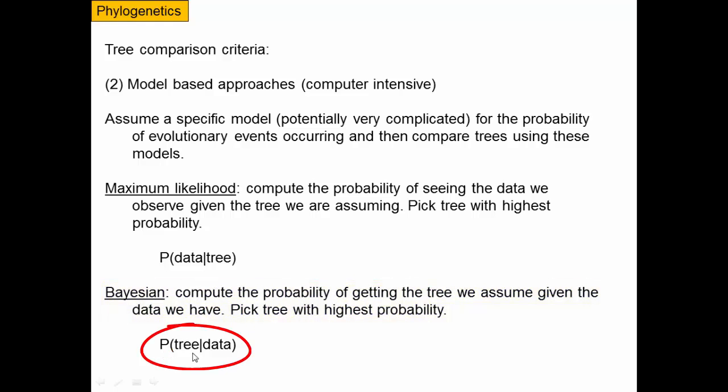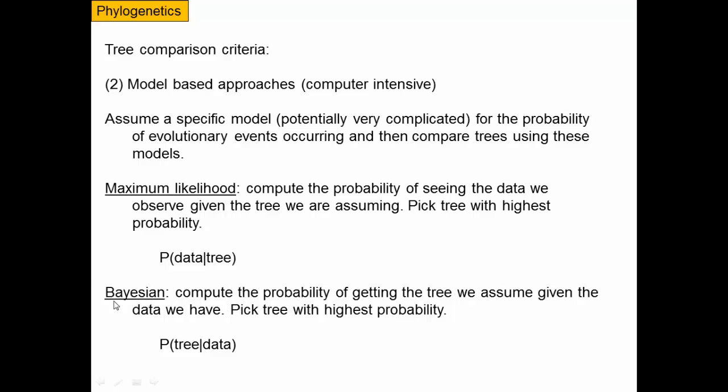So the probability of getting that tree from that data: calculate those probabilities, pick the one with the highest probability. This is a little bit less intuitive, a little harder to understand, and it was harder to figure out the mathematics of. So these techniques came later in the history of doing phylogenetics. This was the technique that was used first after parsimony.